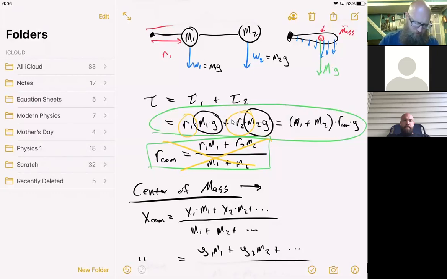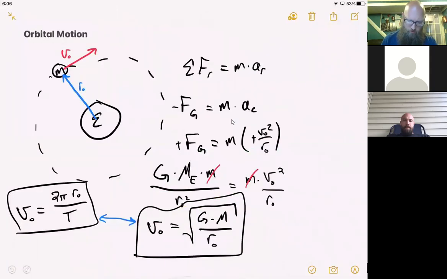So let's talk then. Actually, the thing I want to talk about is orbital motion. So here's the scratch paper that I built for orbital motion. Let me pause. Megan asked a question. That's great. Does anyone else have questions?